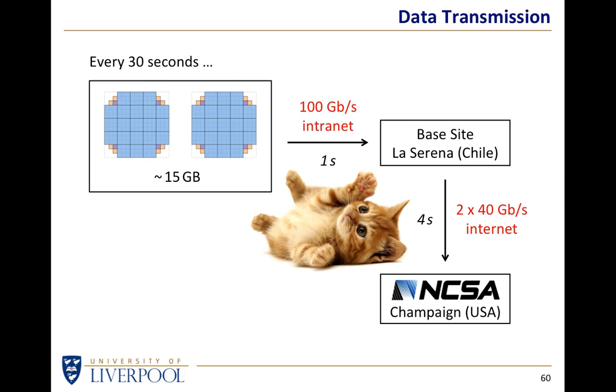So if you've got fiber optic links down the mountain, fine, they're yours. If you're relying on the internet to get you from South America to North America, all you have to do is to ban all cat videos, and suddenly you've got 40 gigabits per second to play with. And it should be possible to take that data and shift it to North America in 4 seconds.